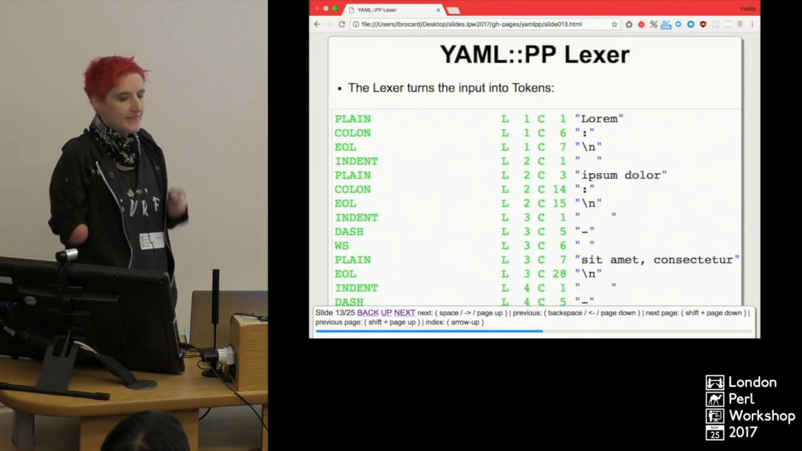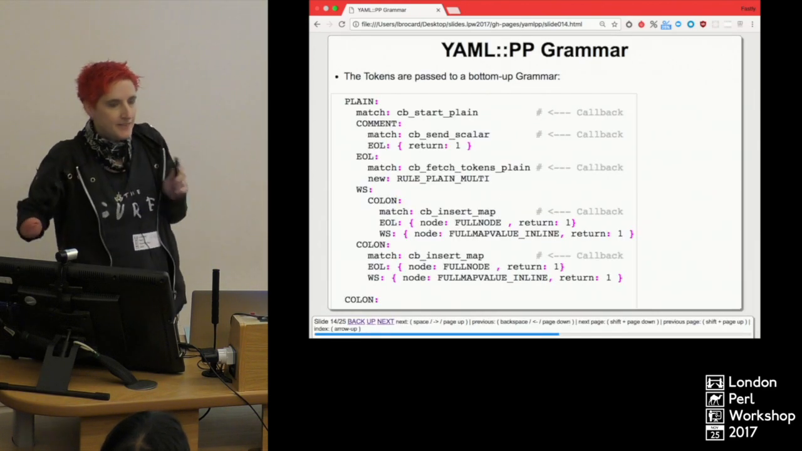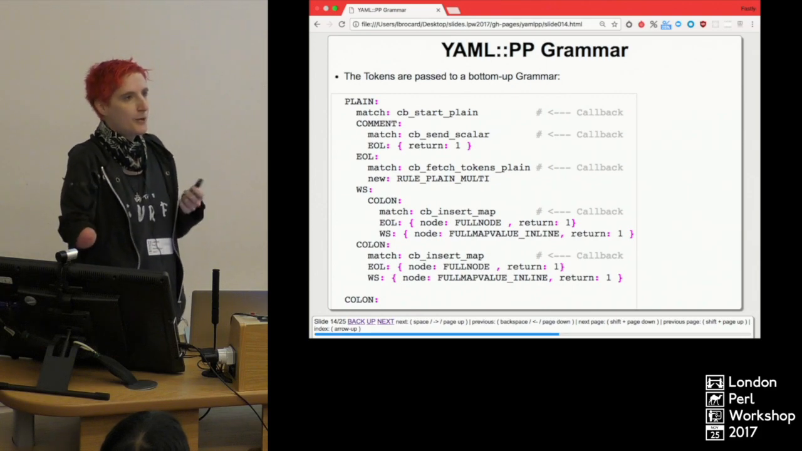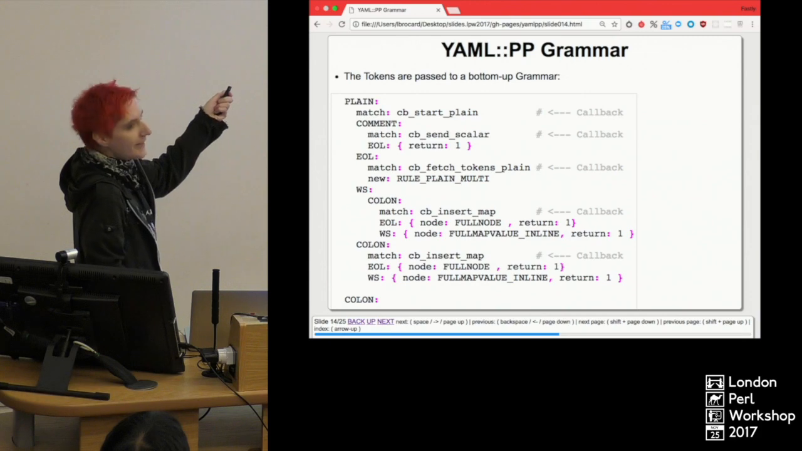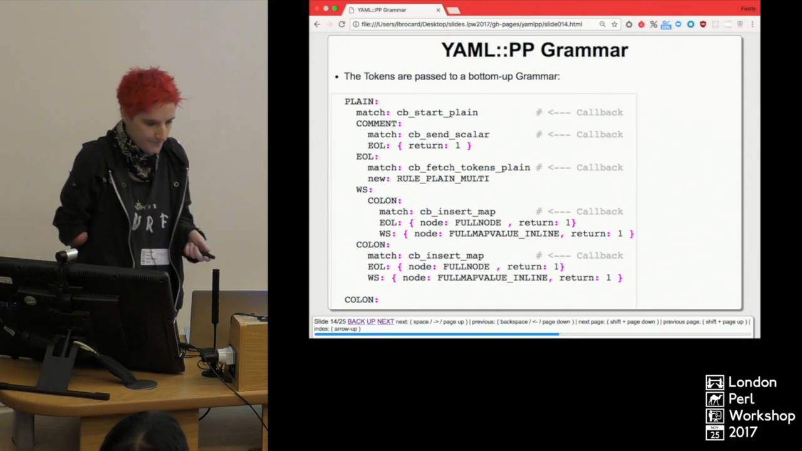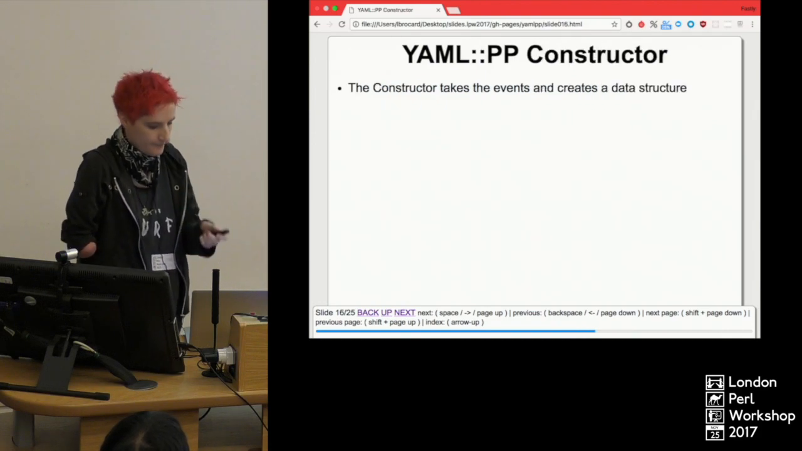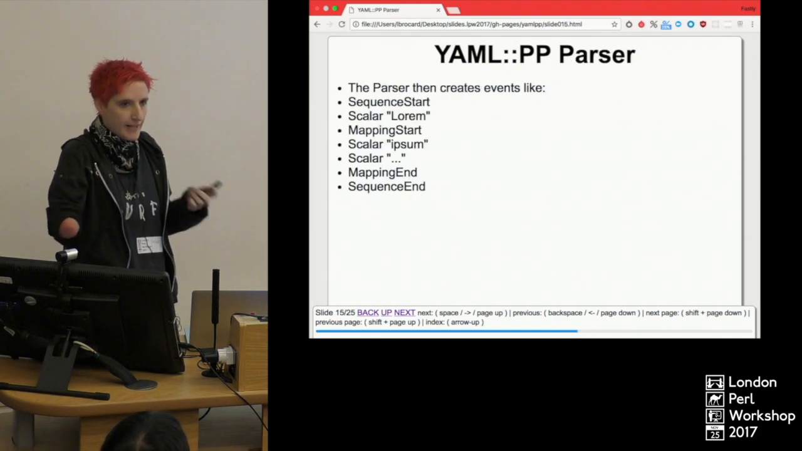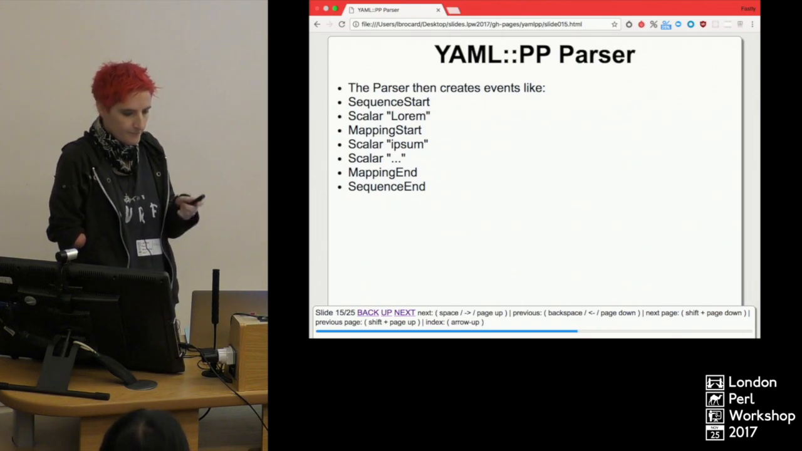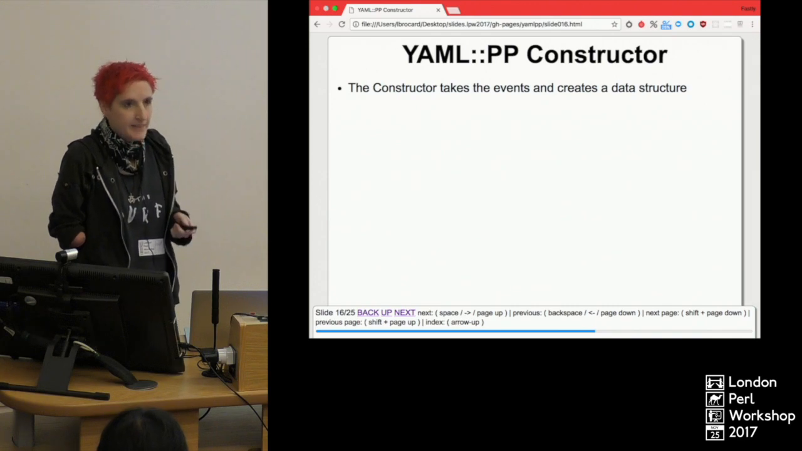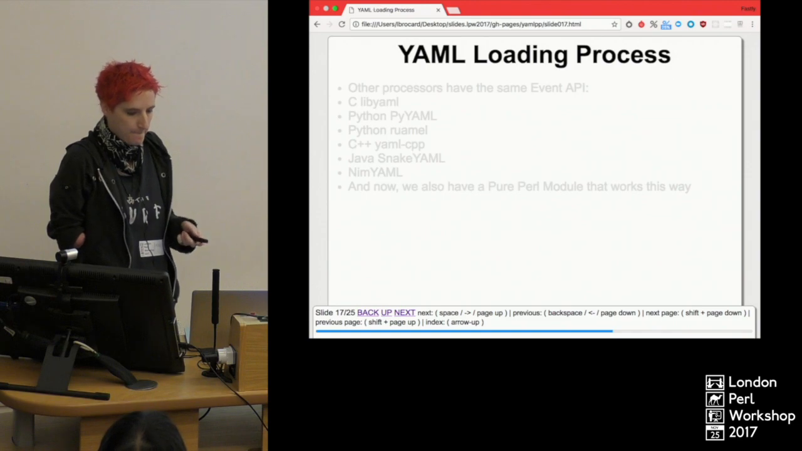How does it work? So it has a lexer. It turns the input into tokens. And then the tokens are passed to the grammar. It's a bottom-up grammar. And it has some callbacks. These callbacks call the parser. And the parser then creates events like sequence start, scalar event, mapping start, scalar, mapping end, sequence end. And then there's a constructor that creates a data structure out of it.